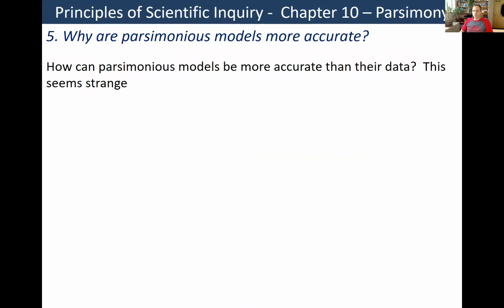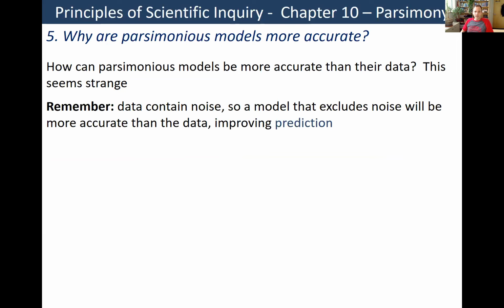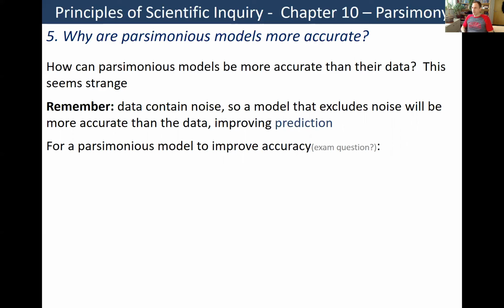How can parsimonious models be more accurate than their data? This seems really weird. But to consider that, we have to remember that data contain noise. So a model that excludes noise will be more accurate than the data, right? So it's like, your data are signal plus noise. So if you can subtract the noise from that data, you get more accuracy. So if parsimonious models can separate that noise from the signal in the data, then the model is more accurate than the actual data. So that improves prediction. Okay.